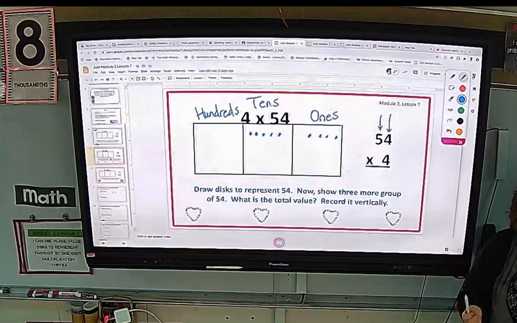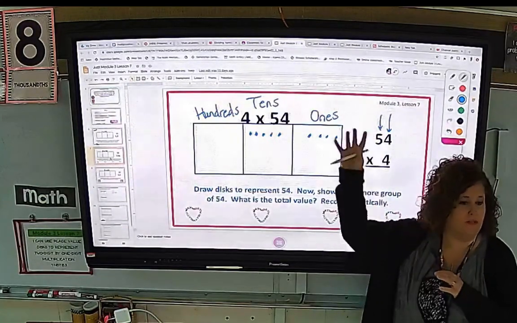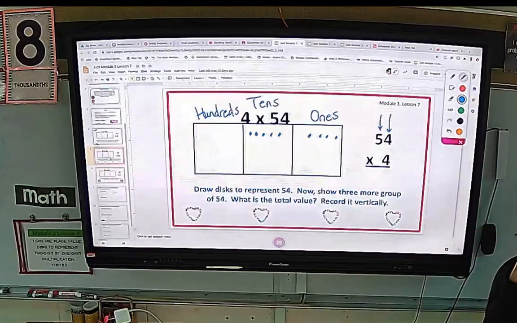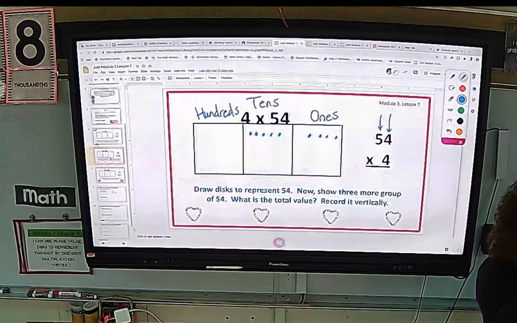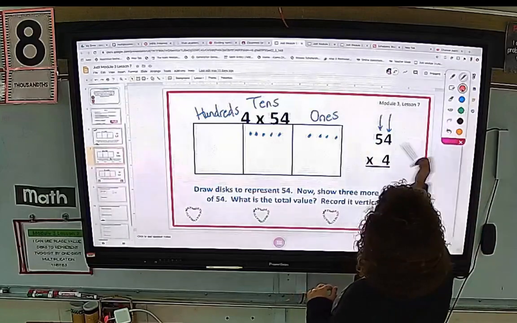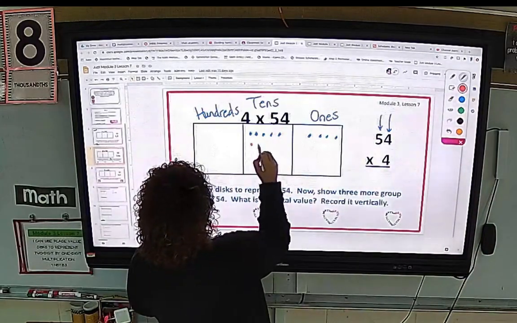Okay, now let me say this. If it gets to where there are some times we're going to have a lot of dots on there, if you need to circle each group to keep them separate from each other so you can make sure you have the right numbers, that's fine. Put like a little oval around it. So let's go ahead and do the multiplying.